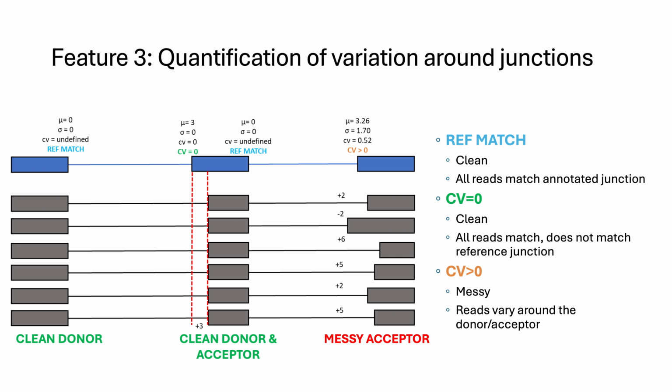1. Reference match, where all reads match the annotated donor or acceptor. 2. CV equals 0, where all of the reads, donors, or acceptors align with each other but do not match the annotated donor or acceptor position. Or 3. CV greater than 0, where there is some degree of variation around the annotated donor or acceptor. A larger CV corresponds to a greater degree of variation around the annotated donor or acceptor. So both reference match and CV equals 0 can be considered a clean splice site, and CV greater than 0 can be considered a messy splice site.